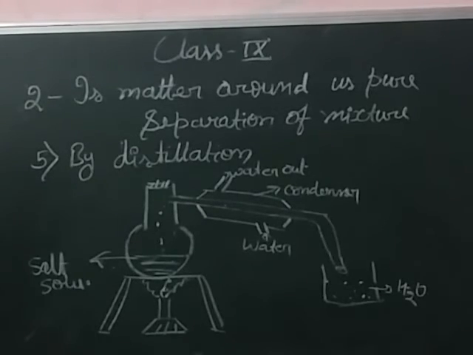There are two conditions for distillation. First, distillation can be used to separate a mixture of two miscible liquids having different boiling points. And the second is to separate a mixture of two or more miscible liquids for which the difference in boiling points is minimum, less than 25 Kelvin. So these are the conditions for distillation.